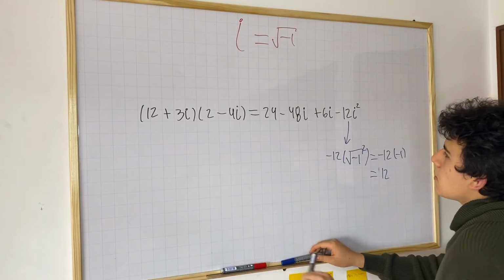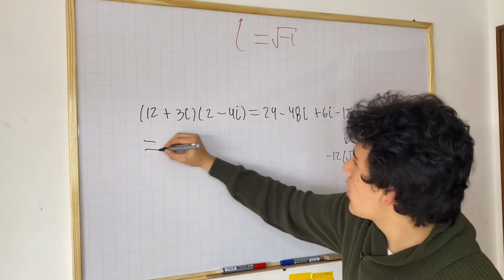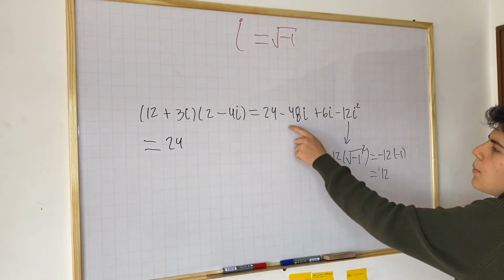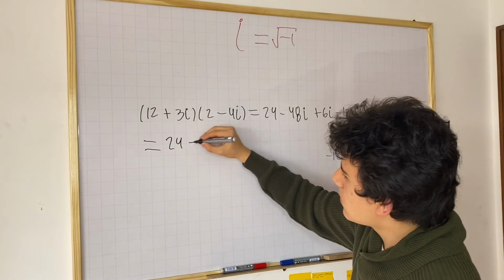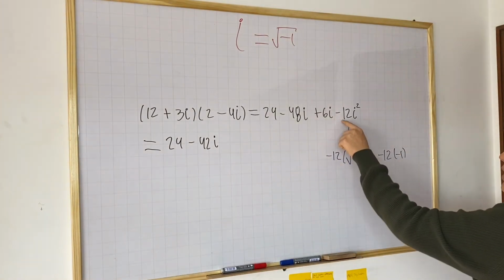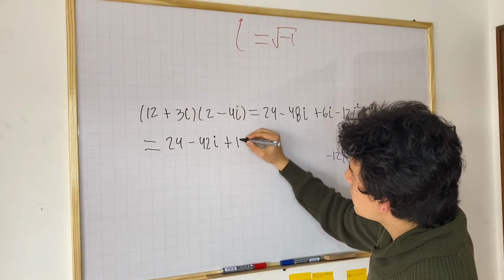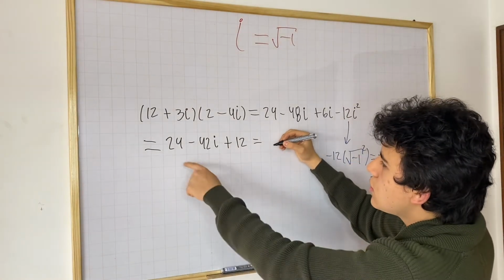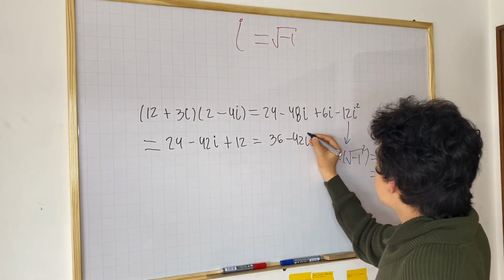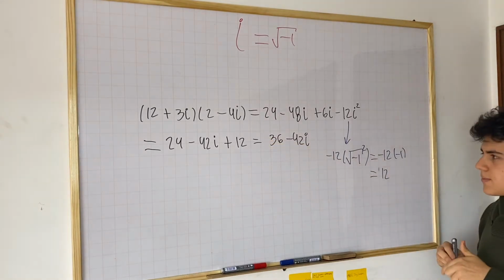So now let's see how we would get this exercise. If we keep operating, we would get 24 minus 42i. And now we know this is equal to 12 plus 12. And this is going to be equal to 36 minus 42i. And this is our answer for that product.